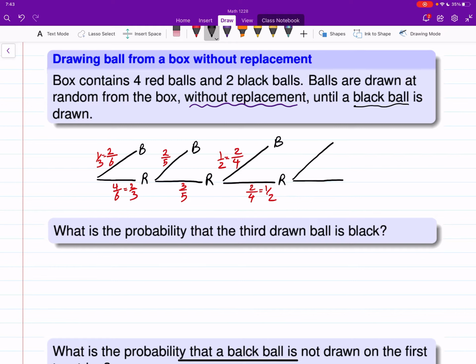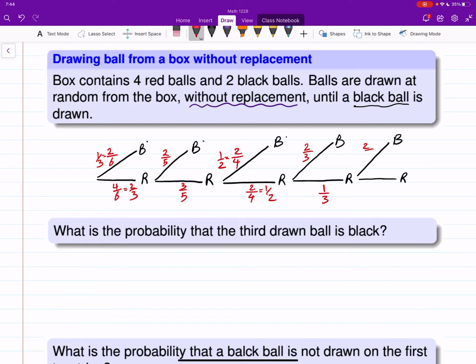Now you see that if black comes out, I don't grow any branches on those parts. You see, that's the stop point. However, when red comes out, we can continue and do a little bit more. So here there will be only 3 left, of which only 1 is red, and 2 out of 3 will be black. Then the last draw, there is no red ball left, and a black ball will come out definitely.